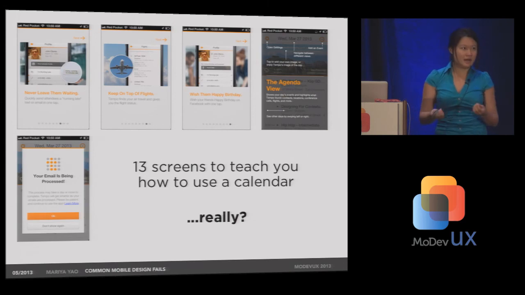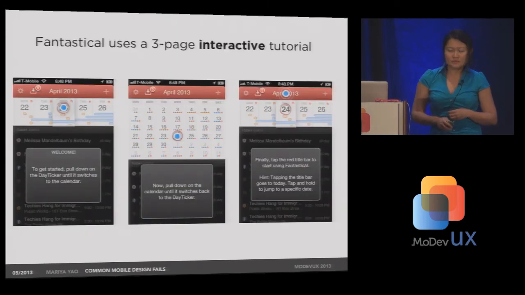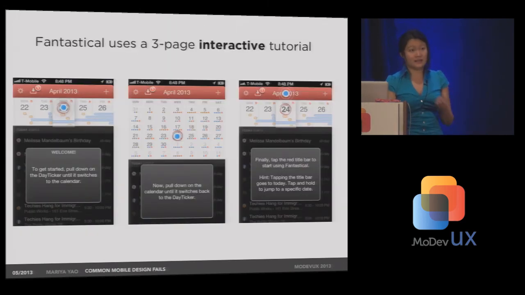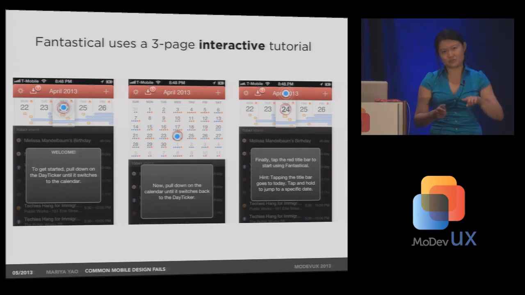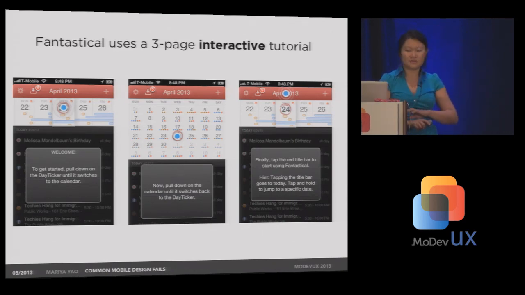So here's an example of how to do onboarding differently. Fantastical is also a calendar app. And what they do is they actually have an interactive tutorial. They have this little blue dot that tells you what to push and why. And so you walk through this 3-step tutorial, and you know immediately how to use this app, and it's done.